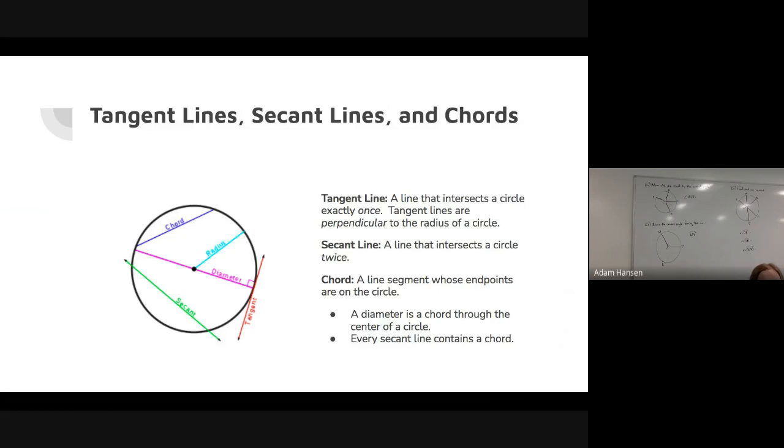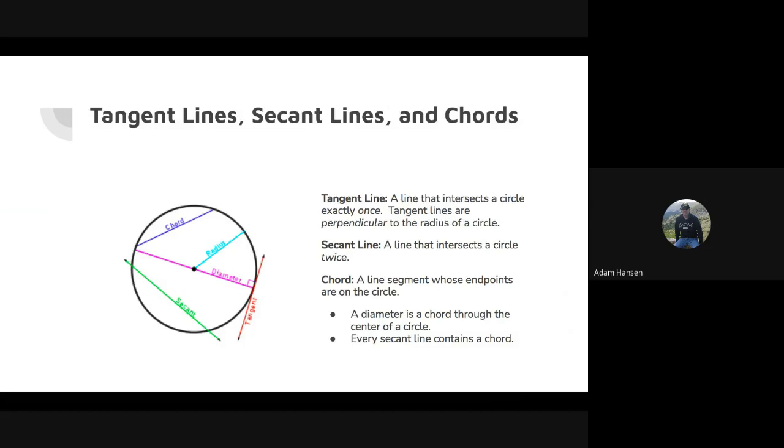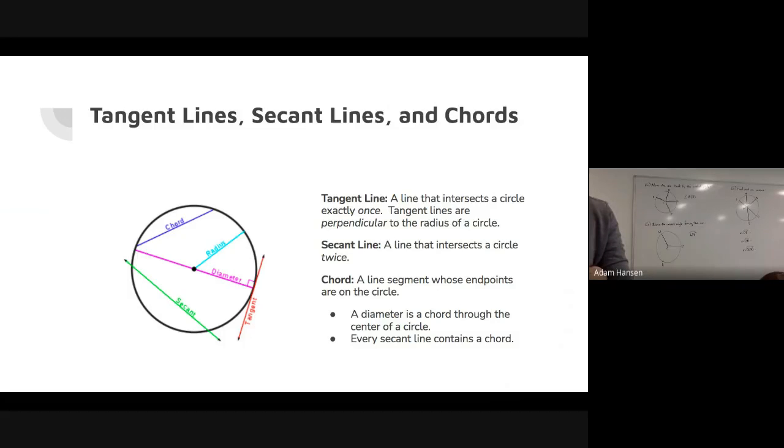Right. Let's make sure we got this here. A tangent line intersects the circle once. A secant line intersects the circle twice. And what's important about a chord? The endpoints are on the circle. Tangent lines, secant lines, and chords.